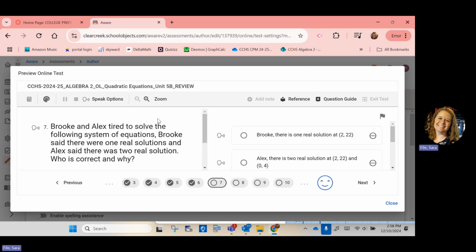All right, this one's asking, it says Brooke and Alex tried to solve the following system of equations. Brooke said there was only one real solution. Alex said there was 2. Who was correct and why?